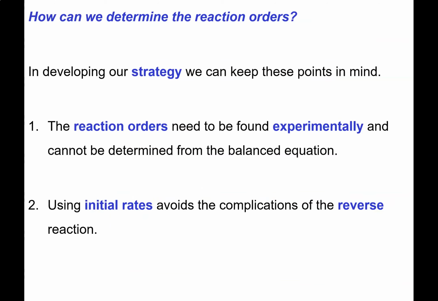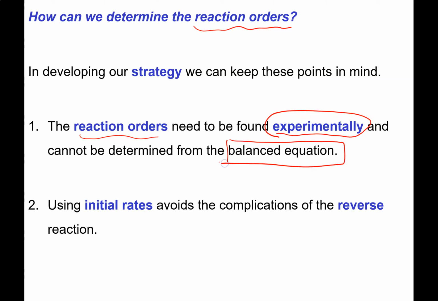So the question then becomes, how do you determine the reaction orders? The first thing to recognize is that the reaction orders need to be found out by doing experiments. You have to do kinetics experiments to figure them out. They are not going to be related to the coefficients that are present in the balanced equation. Occasionally they're the same, but that's more of a fluke than a general rule.